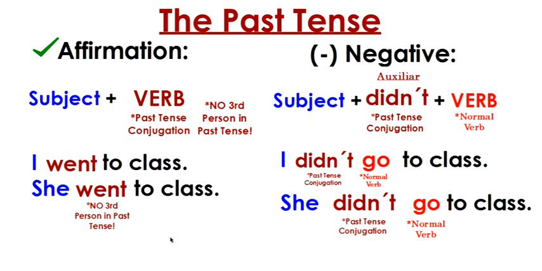So, to review, in the past tense, for the affirmation, all subjects use the same past tense conjugation. There is no third person in the past tense. For example, I went to class, she went to class. In the negative, the auxiliary we use for the past is didn't, and the normal verb. For example, I didn't go to class and she didn't go to class. Very good.